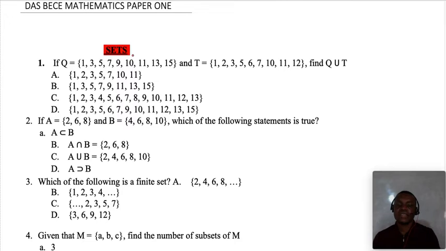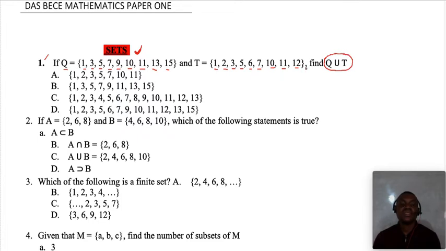So we are starting with sets. Under sets, we have question one. Set Q has these numbers: 1, 3, 5, 7, 9, 10, 11, 13, 15. And set T: 1, 2, 3, 5, 6, 7, 10, 11, 12. We are to find Q union T.